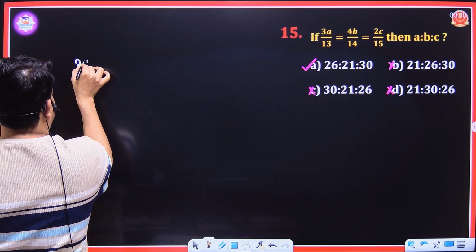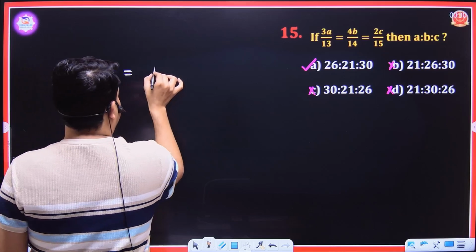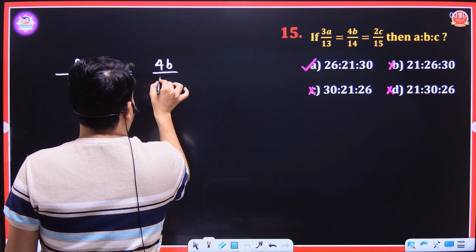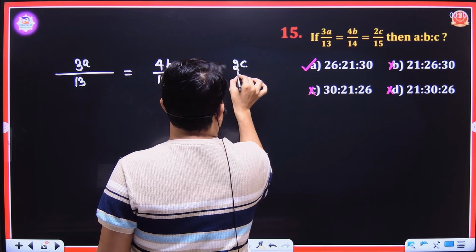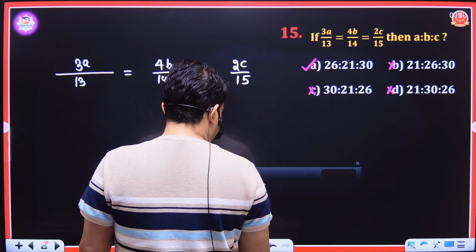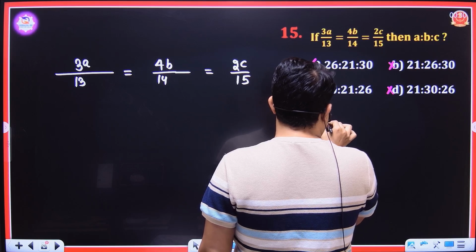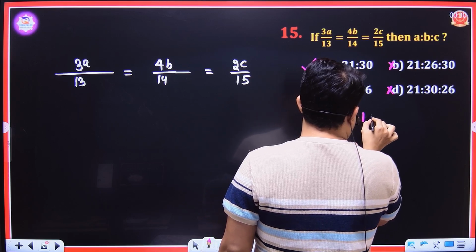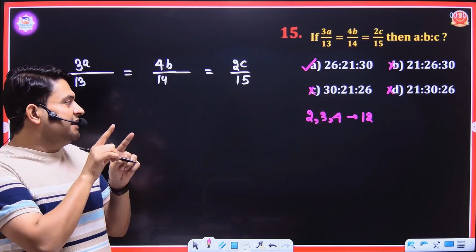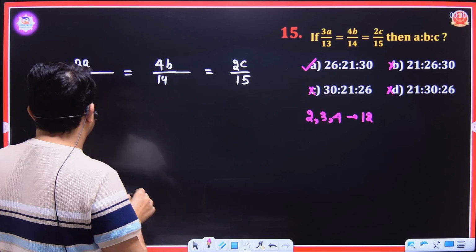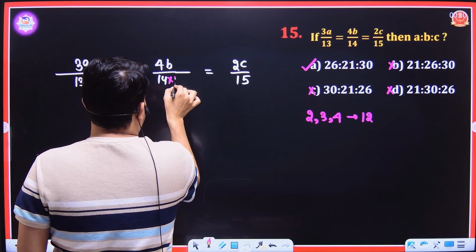I will solve 3A upon 13 is equal to 4B upon 14, is equal to twice of C upon 15. Twice of C upon 50. The LCM of 3 and 4 is 12. LCM is least common multiple. 12 is the least number which is exactly divisible by 2, 3 and 4. So what we have to do is multiply 12 here, here and here.